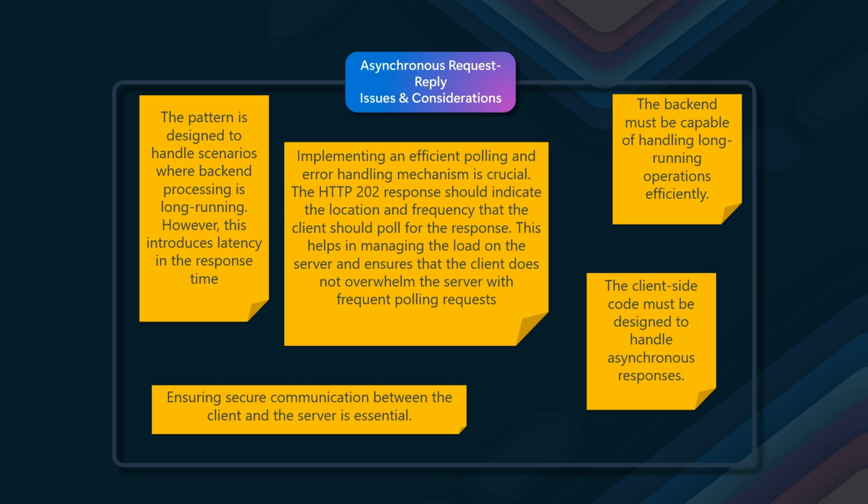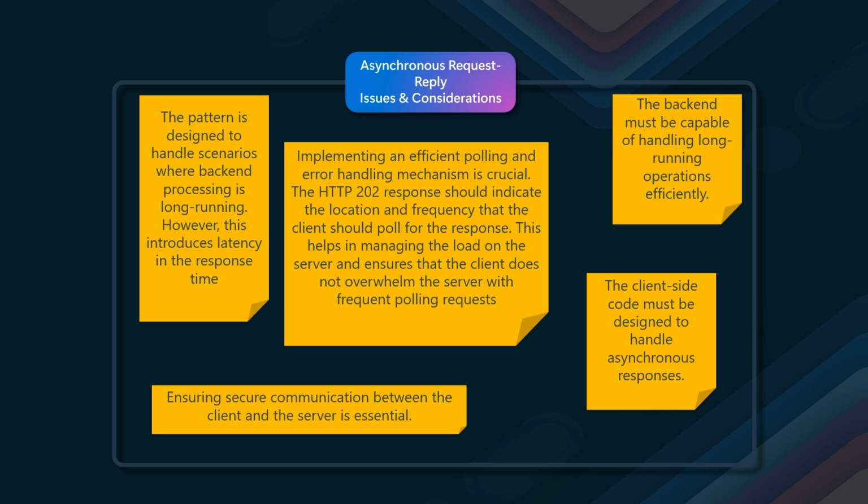Security. So ensuring secure communication between the client and the server is essential. This includes validating both the request and the action to be performed before starting the long-running process and ensuring that sensitive data is protected during transmission. Some legacy clients may not support this pattern. It is important to consider the compatibility of the pattern with existing clients and whether additional support for alternative solutions is needed to support those clients.